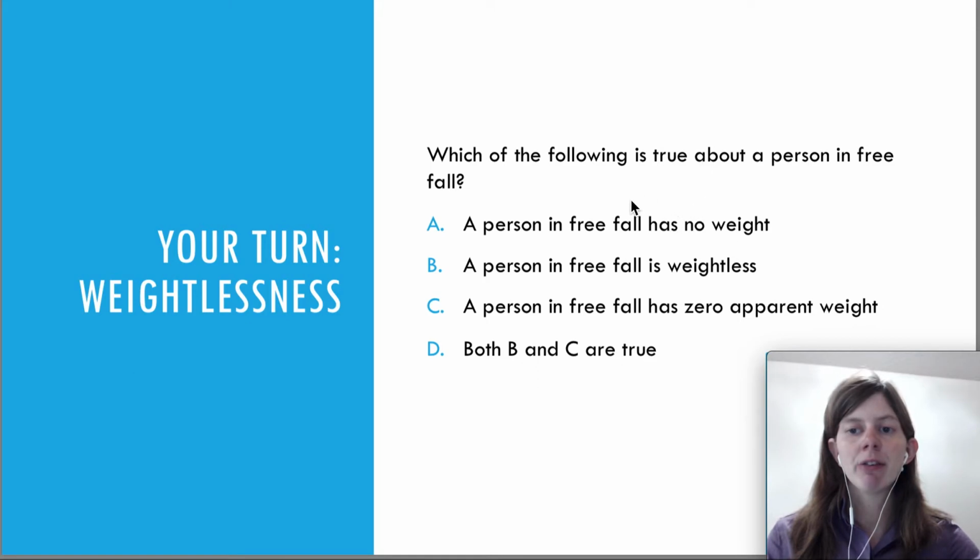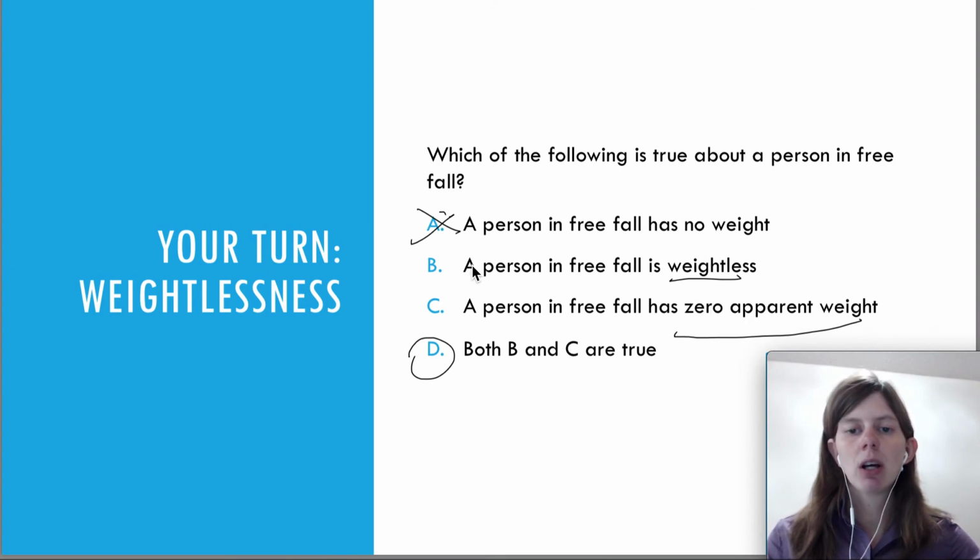But that doesn't mean that you have no weight. You're not going to lose your weight just because you're falling. So the correct answer is actually D, that both B and C are true. You're weightless and you have zero apparent weight. So the reason I have this slide is to let you know that weightless does not mean no weight. They're two different things. Weightless means that you don't feel any apparent weight. So it means what choice C is saying. These two things mean the same thing.